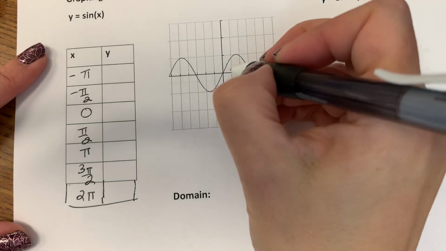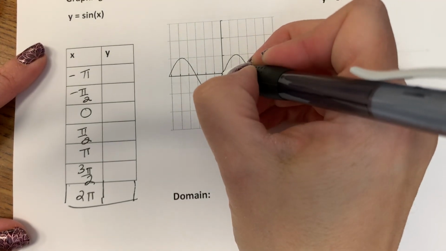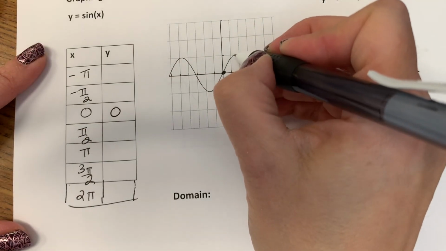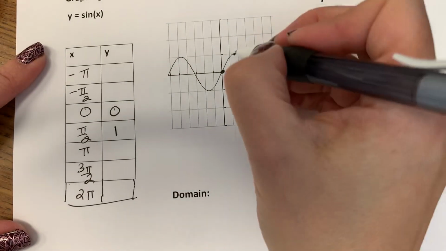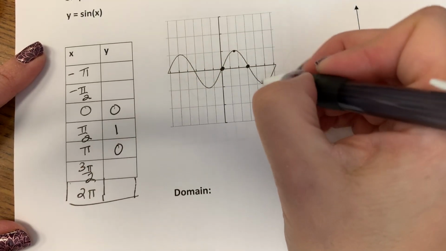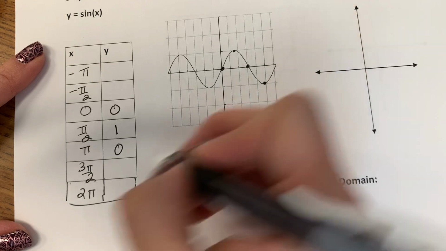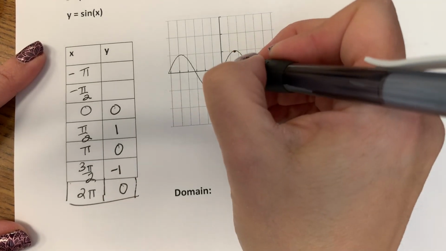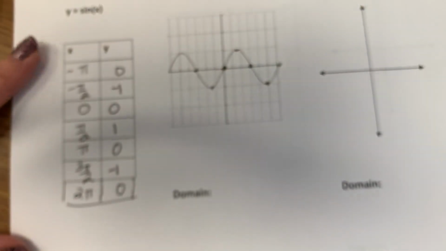So we know the sine graph starts at the origin, so at 0 radians, the y value is 0. At pi over 2, the y value is 1. At pi, the y value is 0. At 3 pi over 2 down here, we get negative 1. 2 pi is back to 0. We're gonna go backwards, that's negative 1 and 0.